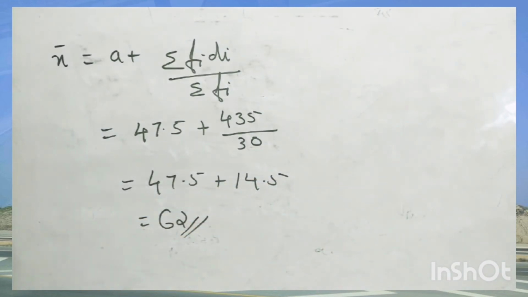By using direct method, we got x bar is equal to 62. By using this assumed mean method, then also we got x bar equal to 62. If you choose some other value for a from that xi column, then also you will get x bar is equal to 62.